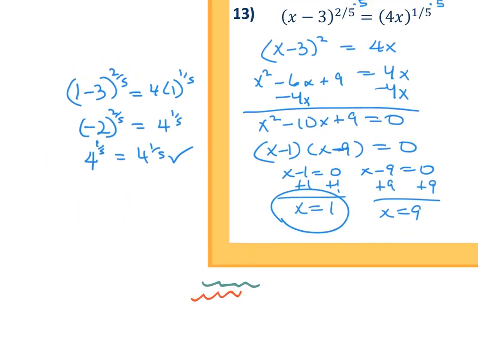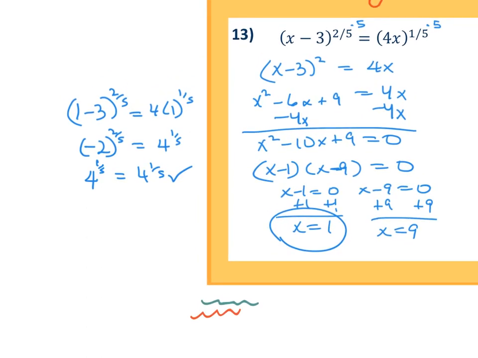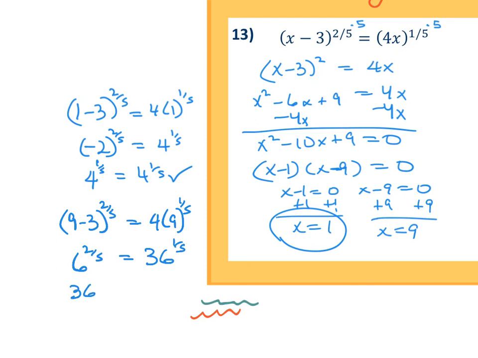So obviously I can't find the 5th root of 4 without a calculator. So just showing that the two sides are equal is enough. And then here, 9 minus 3 to the 2/5. 4 times 9 to the 1/5. 6 to the 2/5. Over here will be 36 to the 1/5. And then here I can square the 6. And then what's left is 1/5, which is the same thing I had. So this is also a good solution.